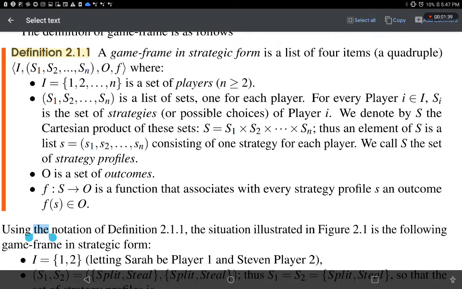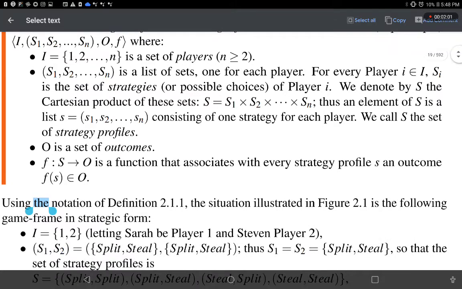Bullet point 2, (S_1, S_2, ..., S_n) is a list of sets, 1 for each player. For every player i, an element of I, S_i is the set of strategies or possible choices of player i. We denote by S the Cartesian product of these sets: S = S_1 × S_2 × ... × S_n.